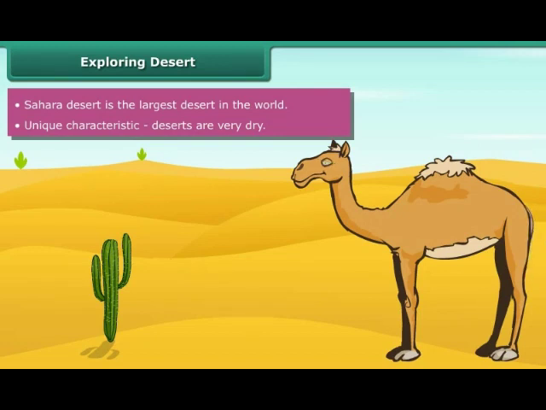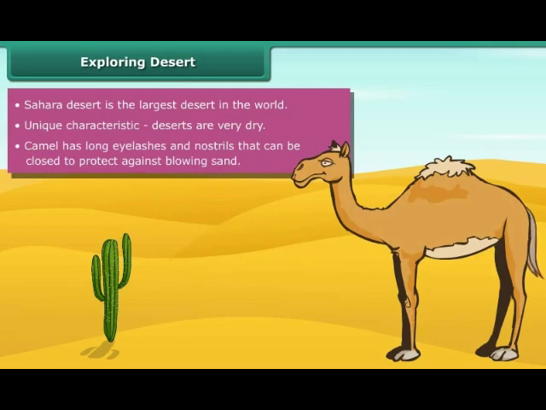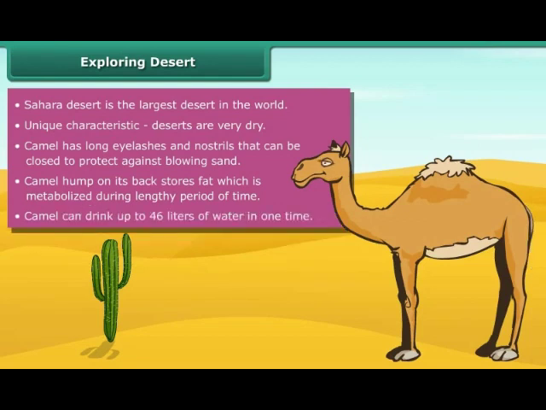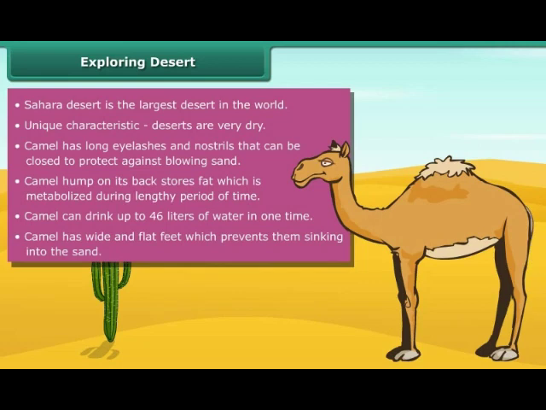Camel has many adaptations that are specifically suited to the desert habitat. Camel has long eyelashes and nostrils that close to protect against blowing sand. A large hump on its back stores fat, which is metabolized during lengthy periods. They can drink up to 46 liters of water at one time and can live without water for a week. Wide and flat feet prevent the camel from sinking into the sand.